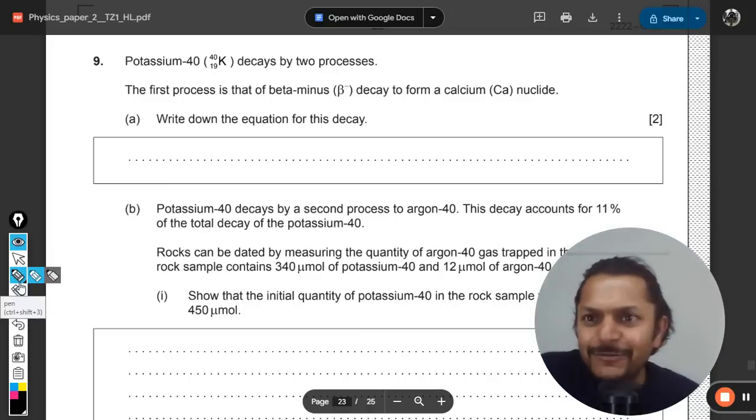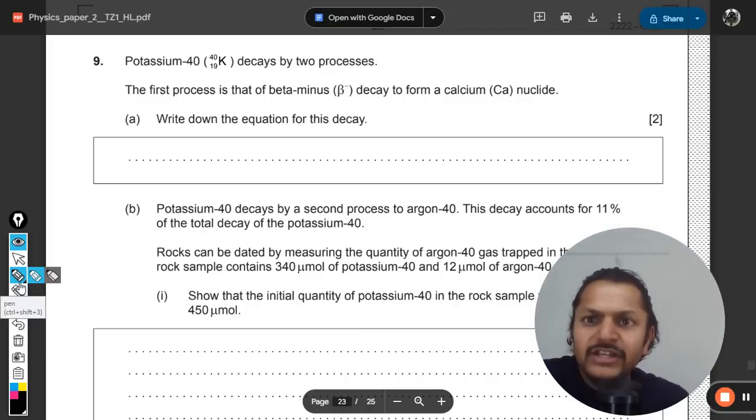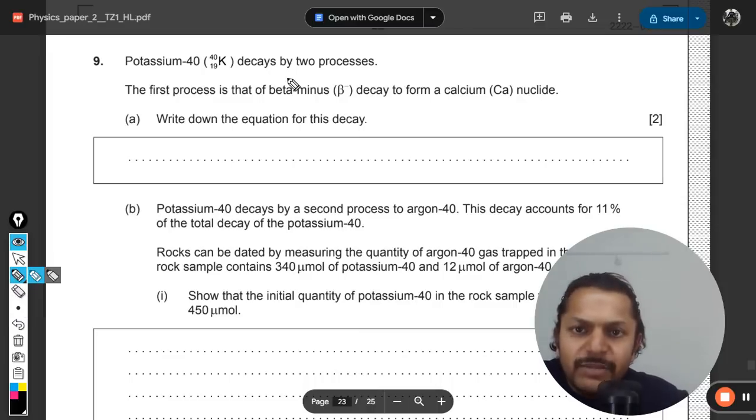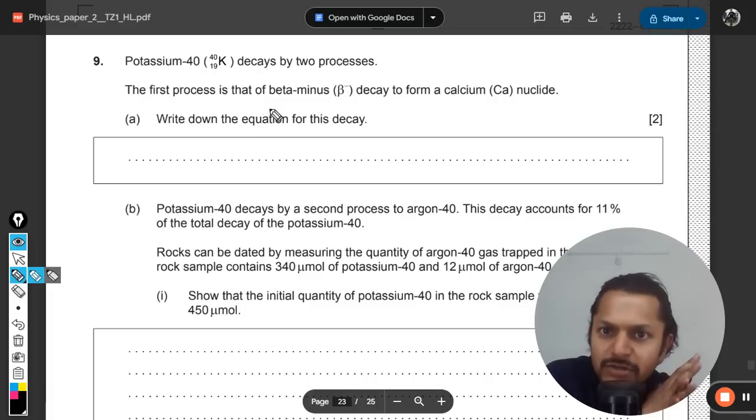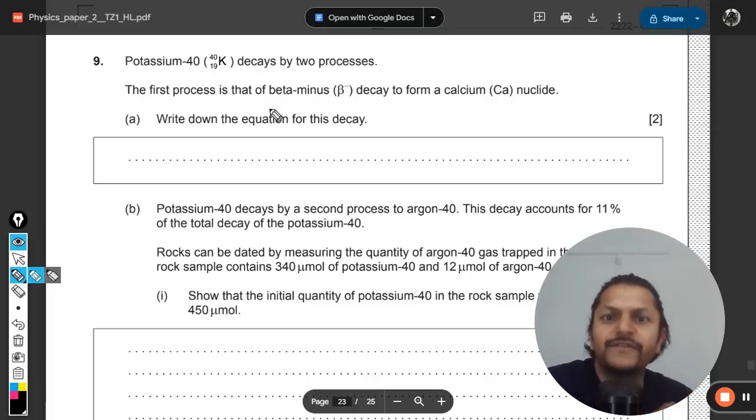Okay, dear student, let us see what is there in this question. Potassium-40 decays by two processes. The first process is that of the beta minus decay to form calcium nuclide. Write down the equation for this decay.